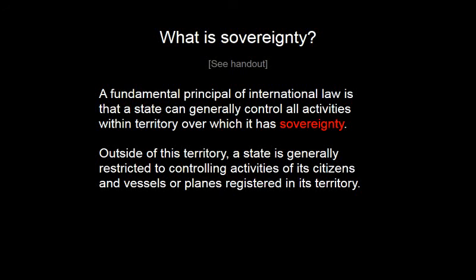And in those areas, outside of 200 nautical miles, countries essentially can only regulate their own vessels or their own citizens. You can't regulate other vessels or vessels registered in other countries. So the high seas becomes a very, very difficult area to control.